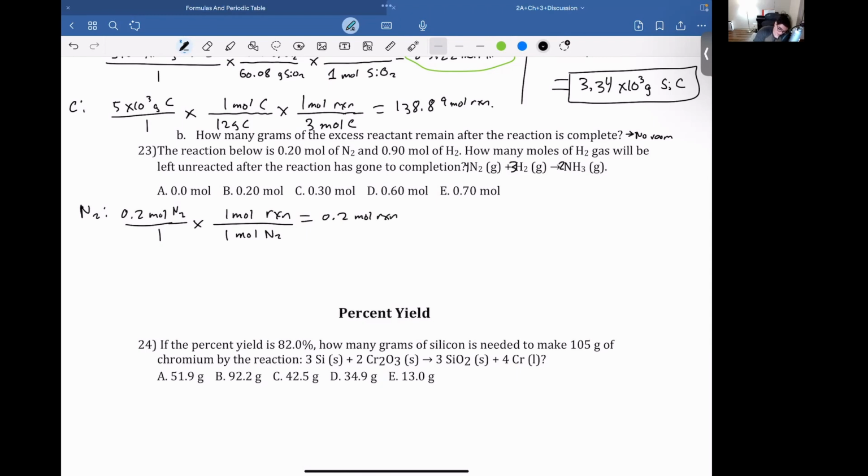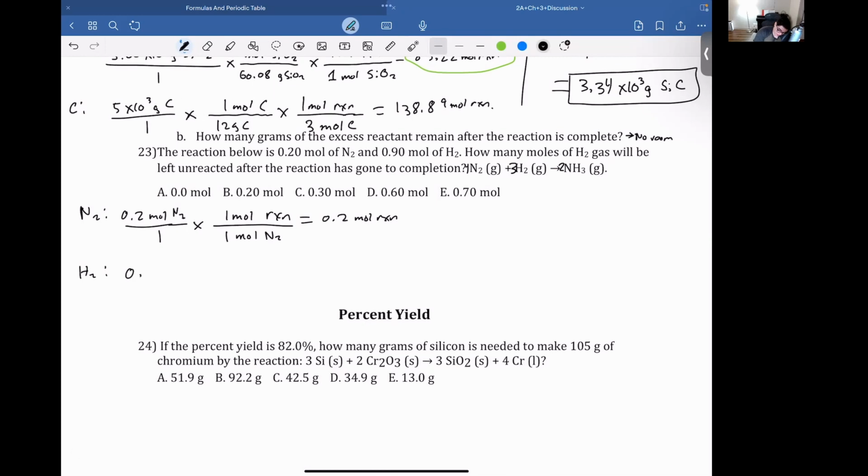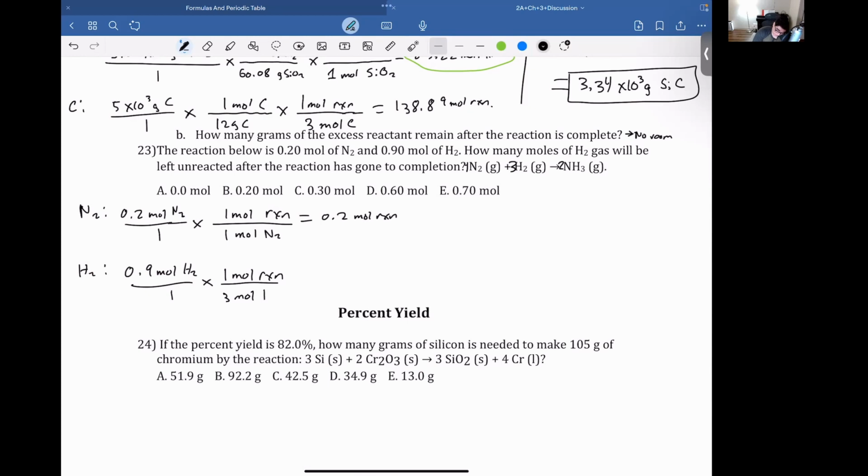Great. Then for H2, you're going to do the same thing. You start with 0.9 moles. For every 1 mole of reaction, you're going to use up 3 moles of H2. So you get 0.3 moles of reaction. Therefore, N2 is limiting because you can make fewer moles of reaction.